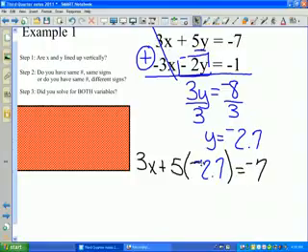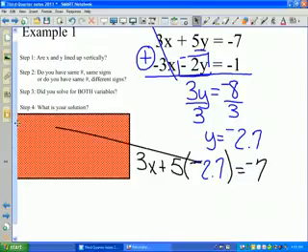Things happen. So anyway, we have 3x plus 5 times y, but we're going to replace that y with that -2.7 equals -7. So now we're just going to go ahead and solve in order for me to get my solution.